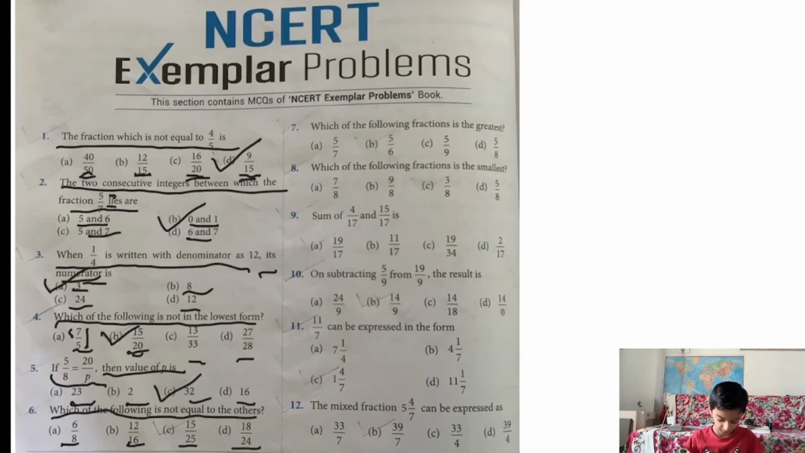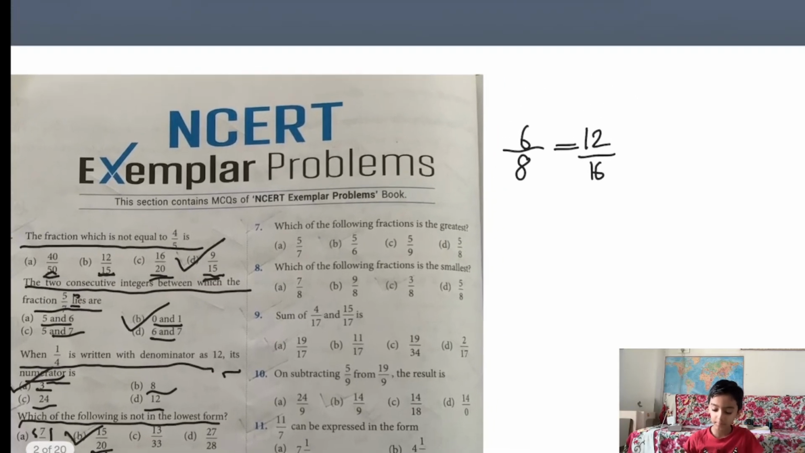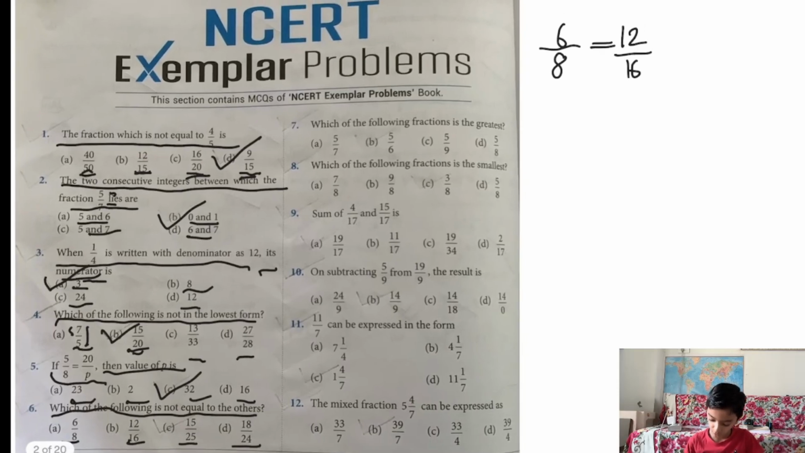So let's compare with the B option. So here 6 by 8 is equal to 12 by 16. Let's verify it. Here we are multiplying the numerator by 2. So 6 multiplied by 2 is equal to 12. Then we'll multiply the denominator by 2 also. So 8 to 16. So here we can say 6 by 8 and 12 by 16 are equivalent fractions.